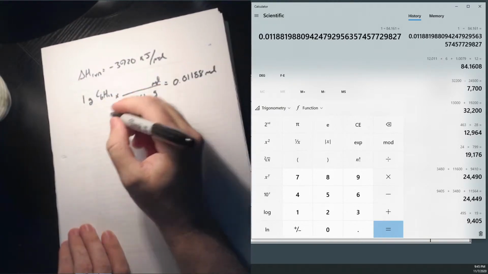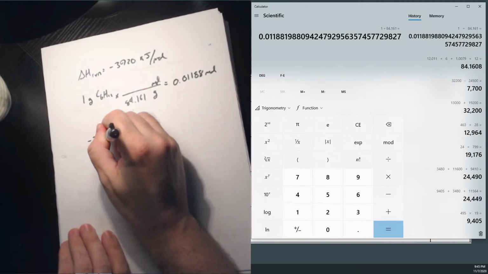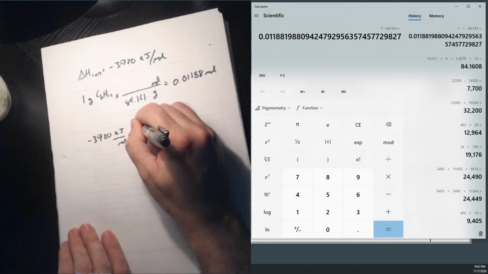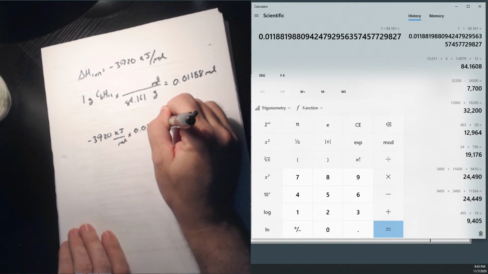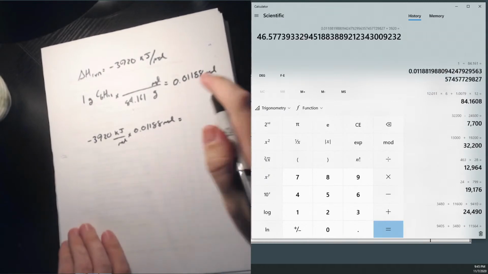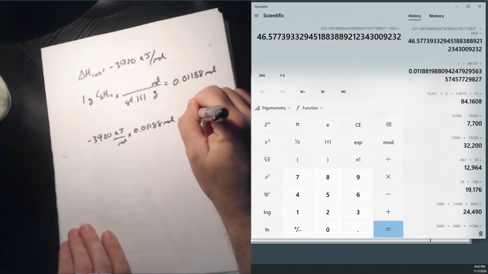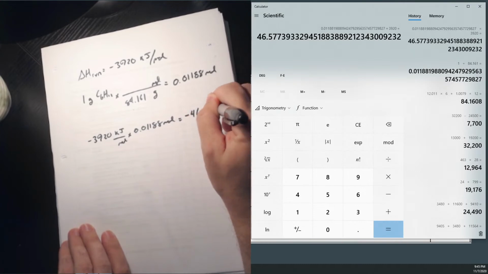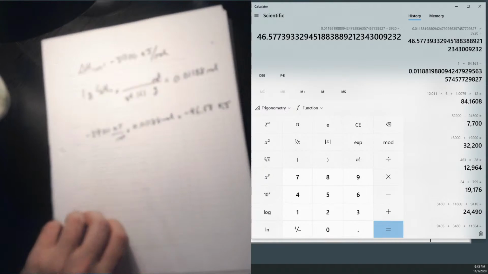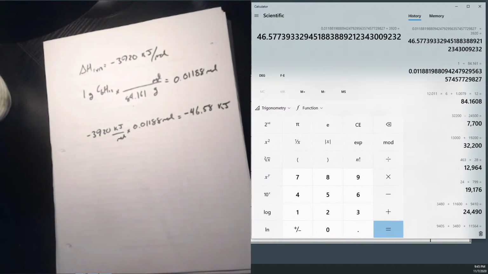And then our enthalpy of reaction, so it's just negative 3920 kilojoules per mole times 0.01188 moles. So negative 46.58 kilojoules of heat. So these don't really add a heck of a lot of complication. I mean, they're a very standard enthalpy problem.